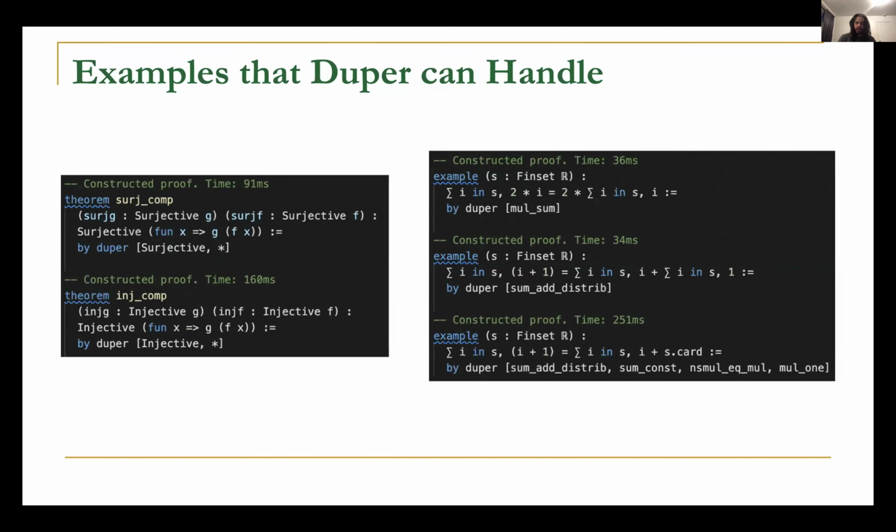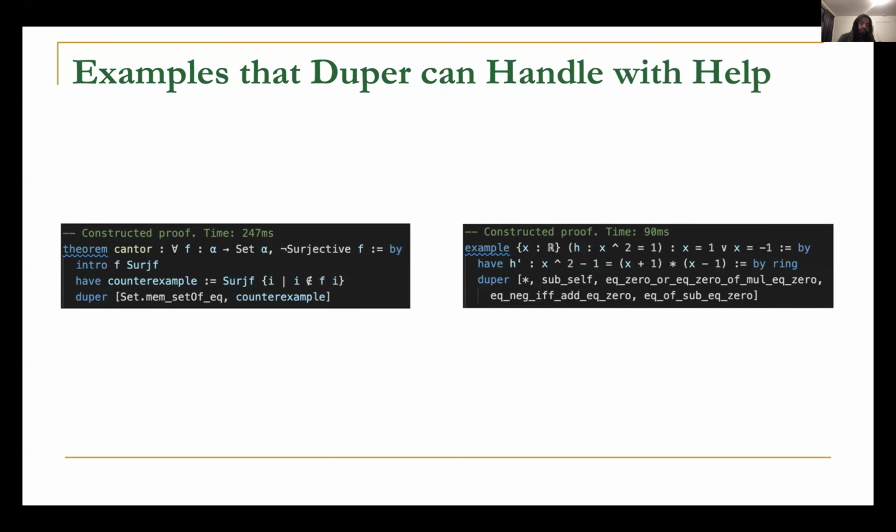Here I have the last slide of examples that Duper can handle without external assistance. On the left, I have theorems stating that surjectivity and injectivity are compositional, and the point of showing these theorems in particular is to show that Duper is able to handle lambda expressions without issue. And on the right, I have some theorems about summation equalities. The summations I currently have on screen are fundamentally higher order because they take in functions as inputs. So I'm showing them here to give examples of fundamentally higher order problems that Duper can solve.